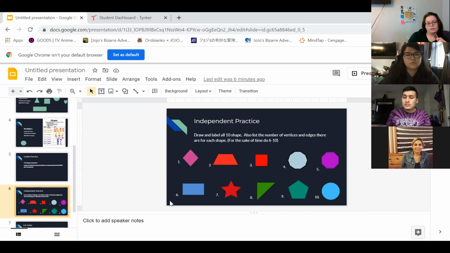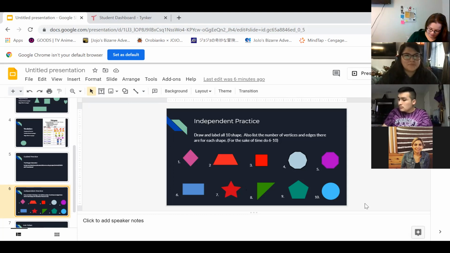Jamie, do you want to cover number 7? It's a star, which is a decagram. It has 10 edges and 10 vertices. Okay. Decagram or decagon? Oh yeah, decagon. All right, I threw that star in to try to trick y'all, but you guys are too smart for me.